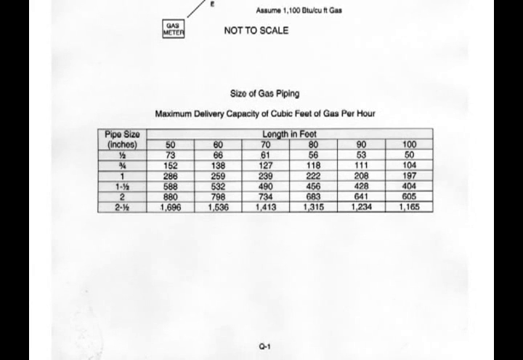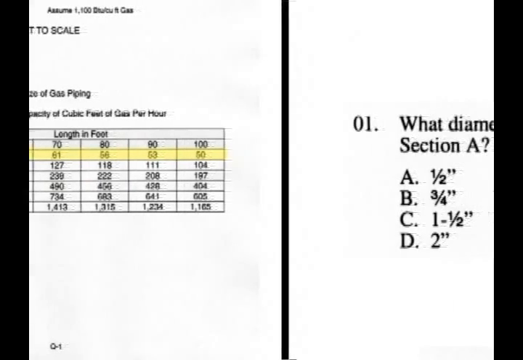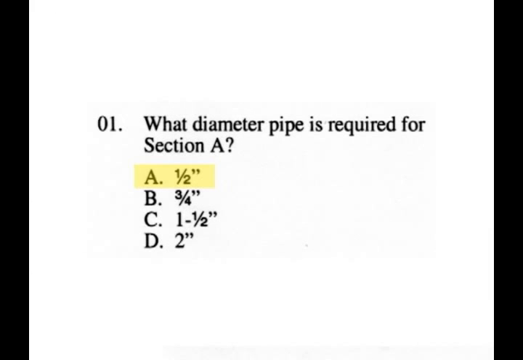First we look at the chart, and what's the length in feet? We're dealing with 100, so we're going to be on the far right of the chart. How many cubic feet of gas do we need coming through the pipe? We need 45 cubic feet. The first entry under 100 is 50 cubic feet. So that very first entry would do the trick for us. And we look back across the chart and we see that that demands a half-inch pipe. So for the area A, we would need half-inch pipe. And the answer is letter A.